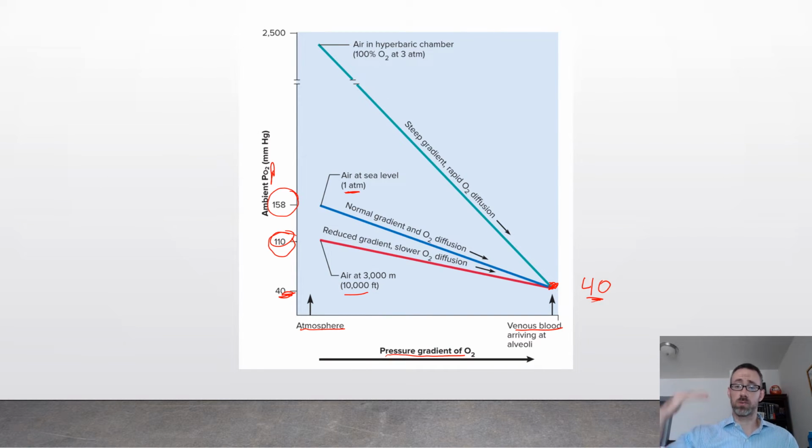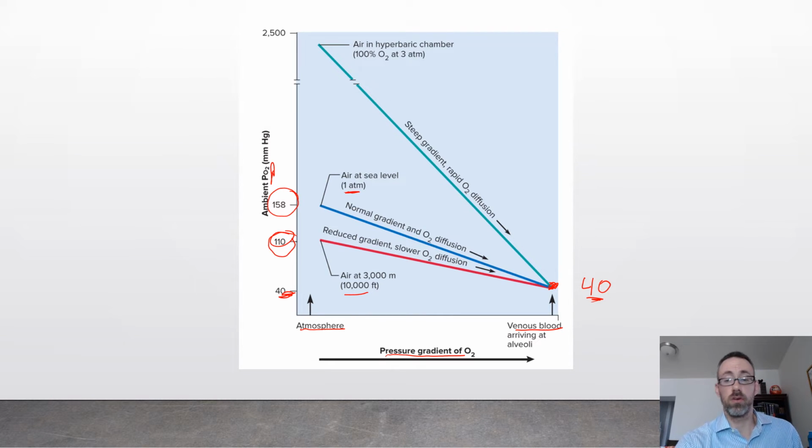And this is actually what happens as we go to higher and higher altitudes. The gradient continues to drop because the amount of oxygen that's actually present in the atmosphere goes down. And our gradient can actually completely flatline if we go to a high enough altitude where there is no gradient anymore. We can't get good exchange.